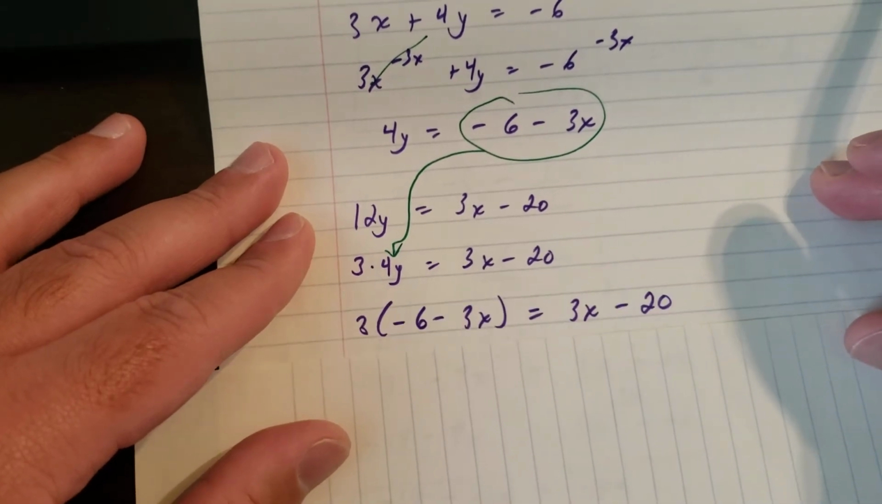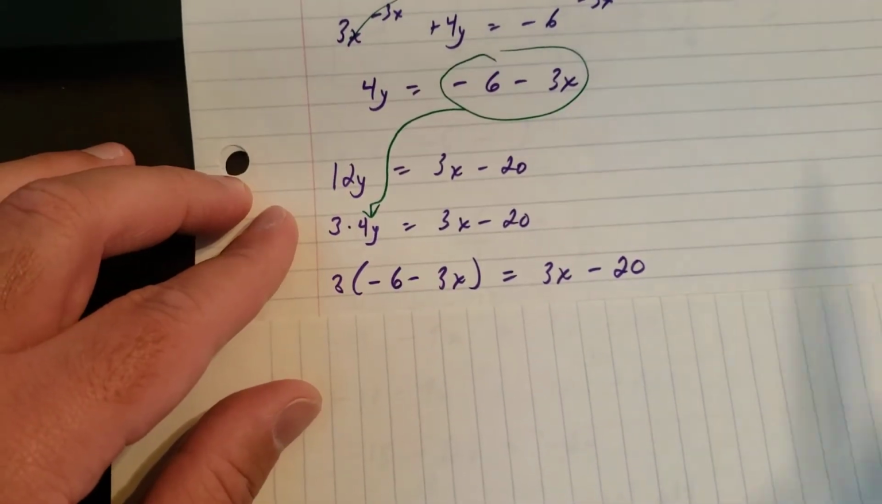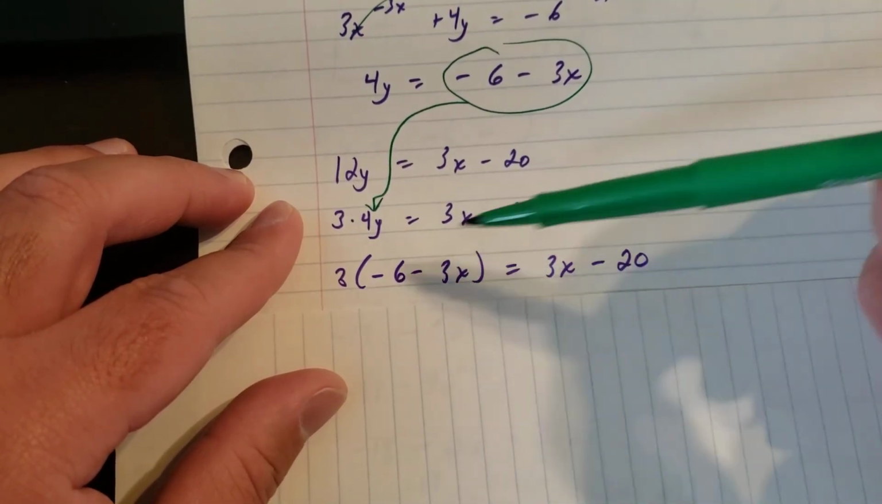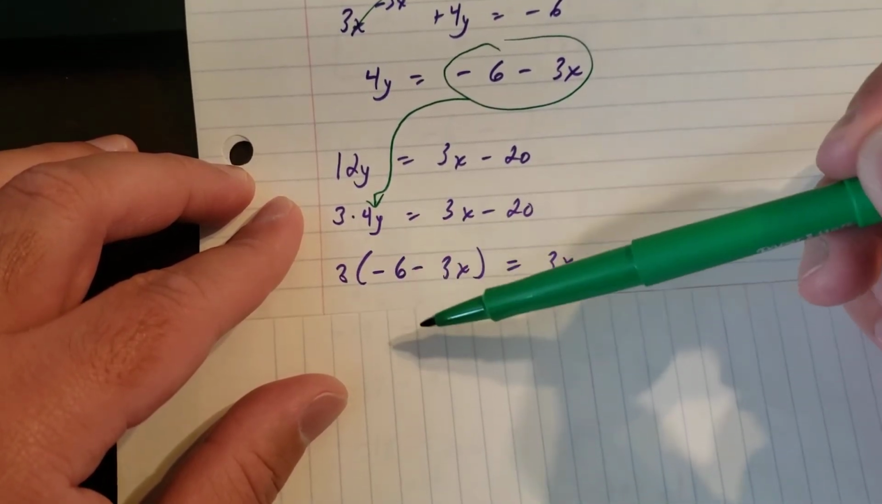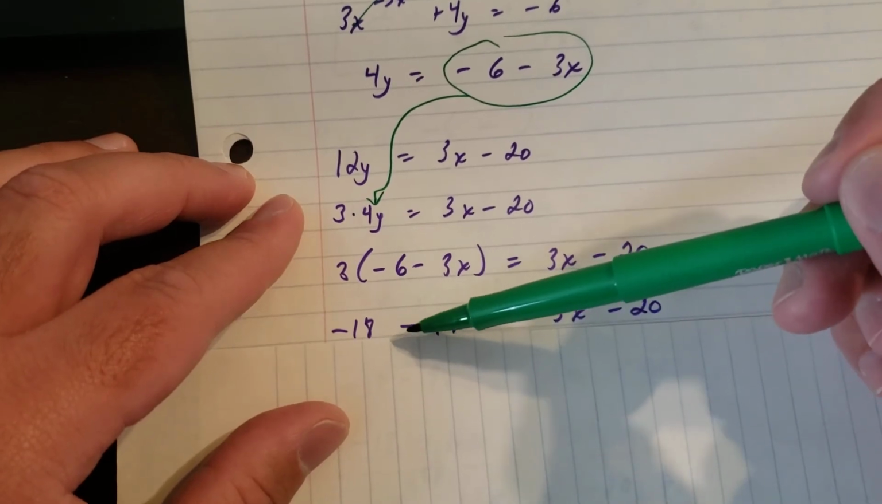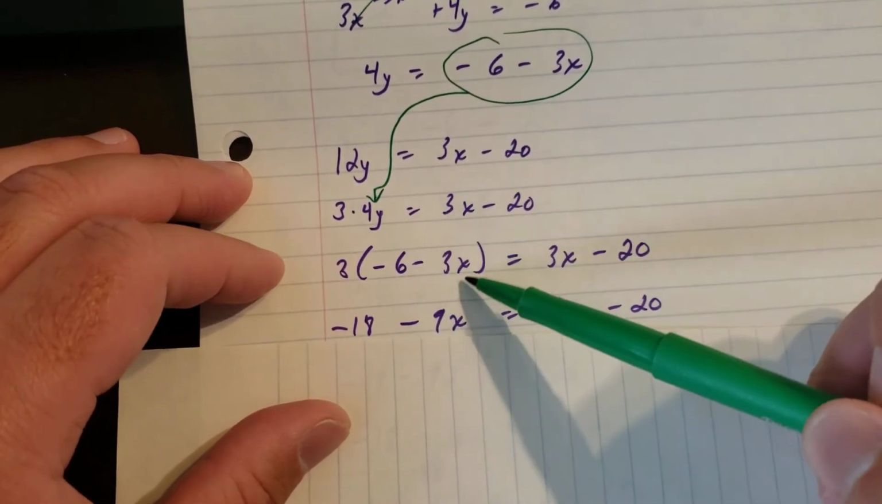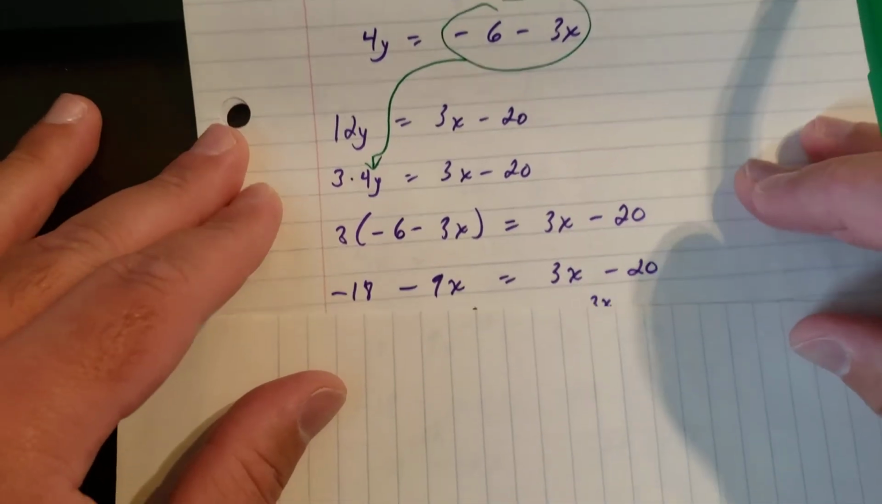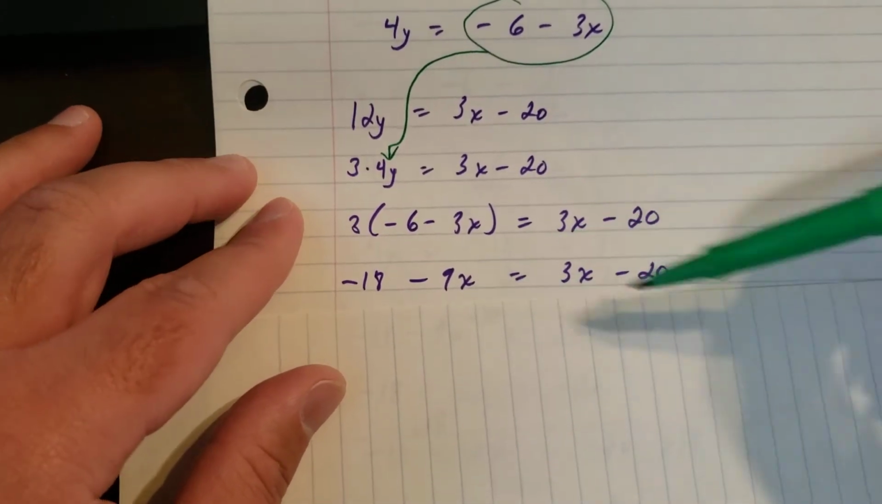Okay, so that of course gives me this here, which now we can solve because it's just one equation with one variable. 3 times negative 6 gives me a negative 18. 3 times negative 3 gives me a negative 9x. This side stays the same for now. So now I solve this equation for x.